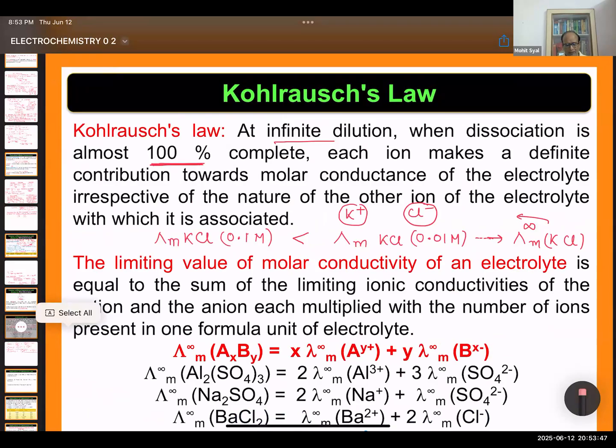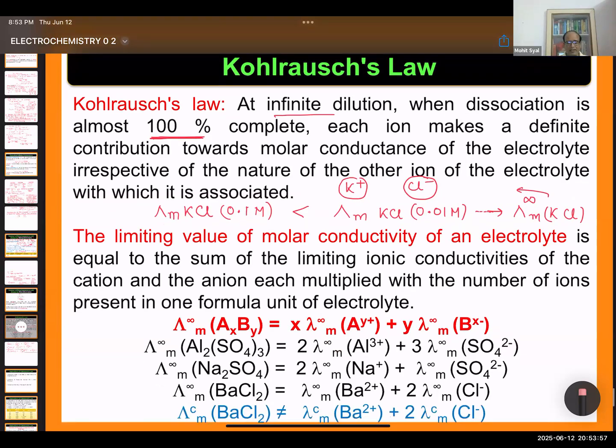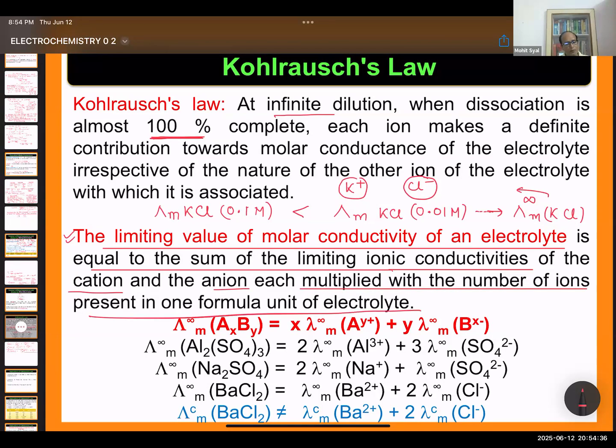So I have told you the basic idea, and with this you can easily solve all the problems. Just once again I would like to draw your attention. I have written the limiting value of the molar conductance at infinite dilution of an electrolyte, meaning the maximum value for the electrolyte, for a salt, is equal to the sum of the limiting molar ionic conductivities of the individual ions, cation and anion, and each has to be multiplied by the number of ions present in one formula unit of the electrolyte.